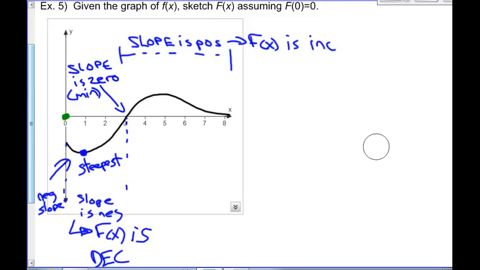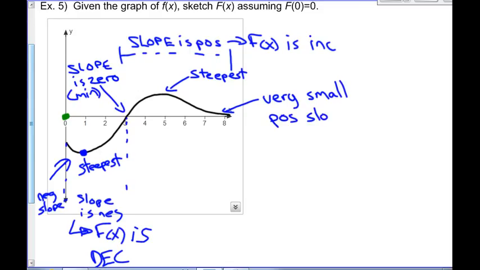Few other important points. Right over here, slope is at a maximum. So this is going to be steepest in terms of its positive. And right here to end with, very small positive slope. That means almost 0, and a slope of 0 means horizontal. Okay, so those are like your Lego instructions for how to build this antiderivative curve. Now we just have to follow them.